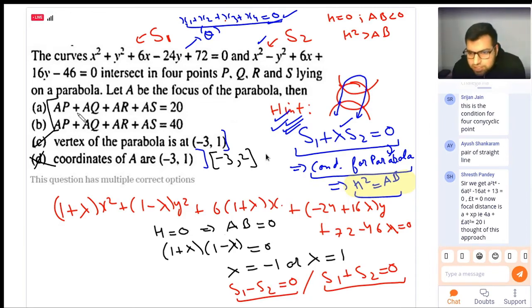Shresh, I will come back to your comments. Give me some time to solve this by my method and then I will come back to your method. Okay, because frankly, this is a new approach to me.